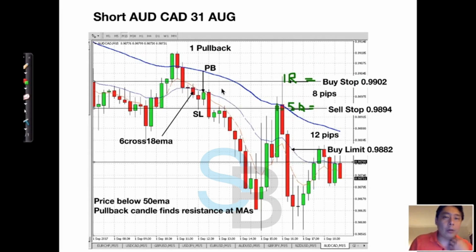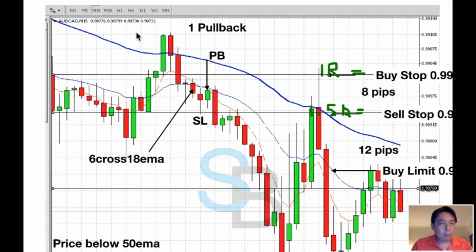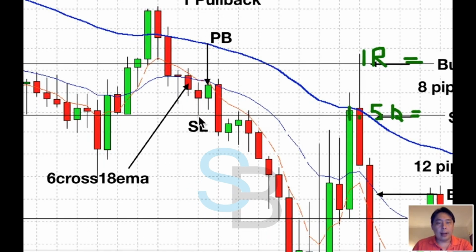Next one, shorting Aussie CAD, 31st August. So once again, let's take a look. On M15, the 6 is crossing below 18. Right at the cross, we've got the swing low candle there. Right after the swing low, we have a pullback, a higher high and higher low. So once we've got a pullback, we can place our sell order right below the low of that pullback candle.